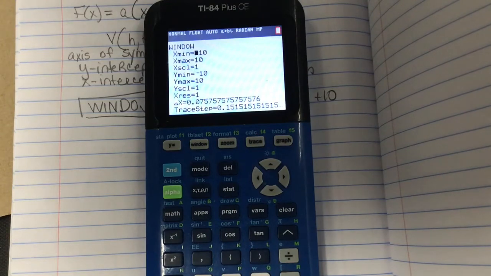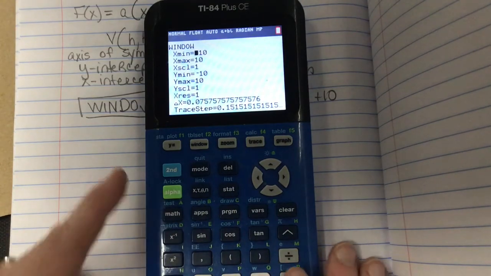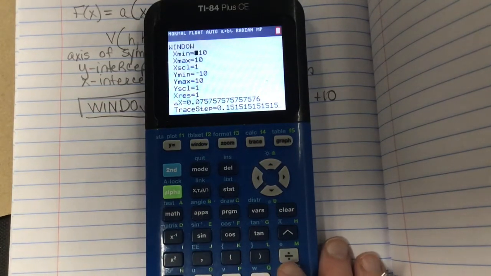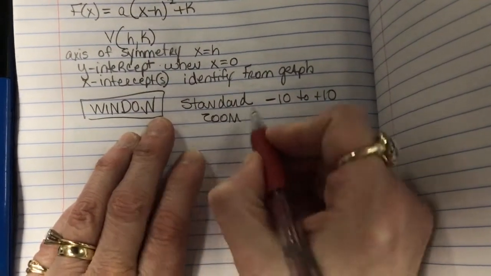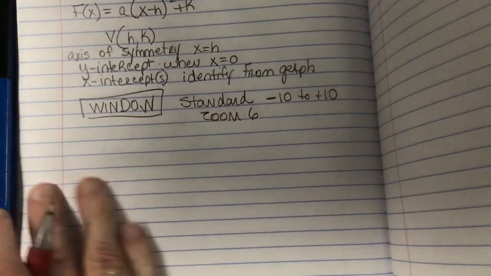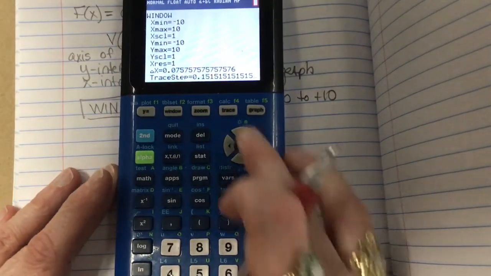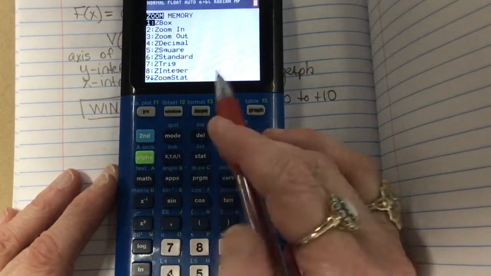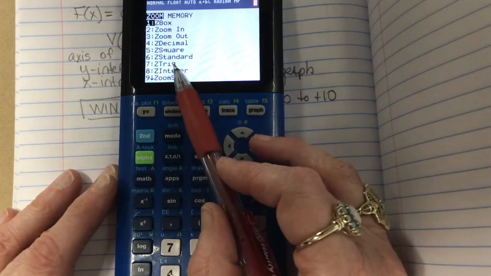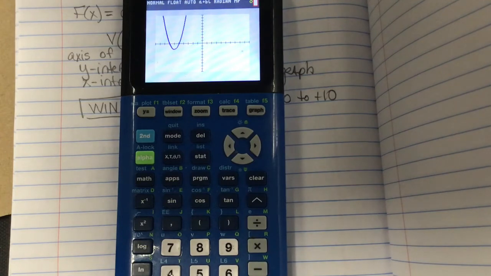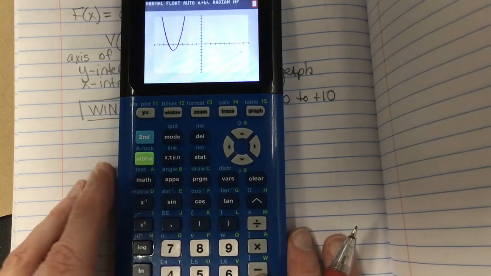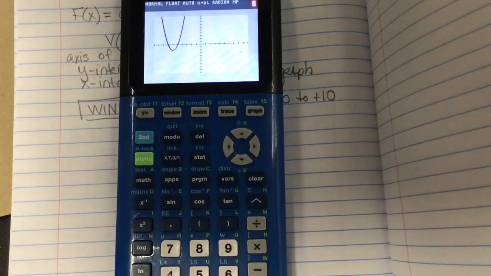That's called standard window. If it's not in that window, the quickest, easiest way is to do zoom. Do you remember? Zoom 6. The zoom key is the next key. Zoom, and it's number 6. See, it says zoom standard, and you hit 6, and it takes you to standard, and it draws the graph. Now, we're going to let that help us. It's really not anything. I mean, we know how to graph it.